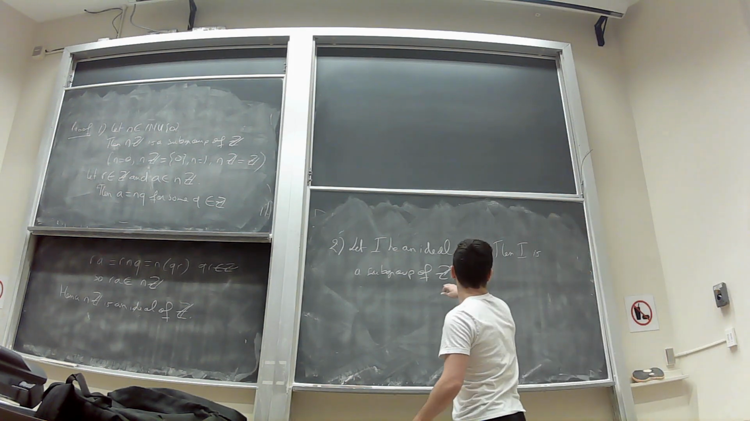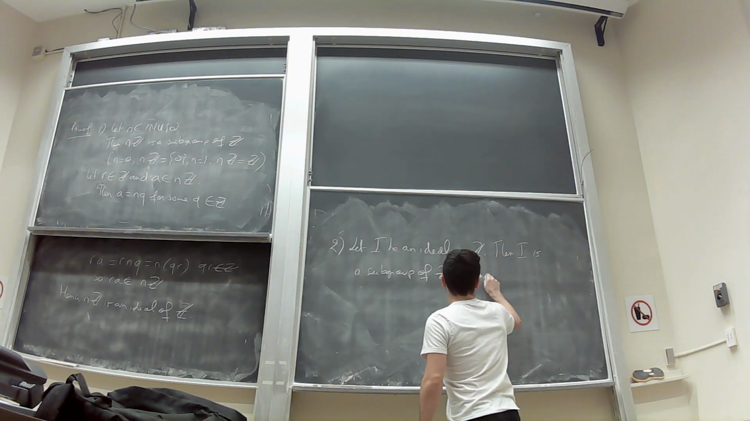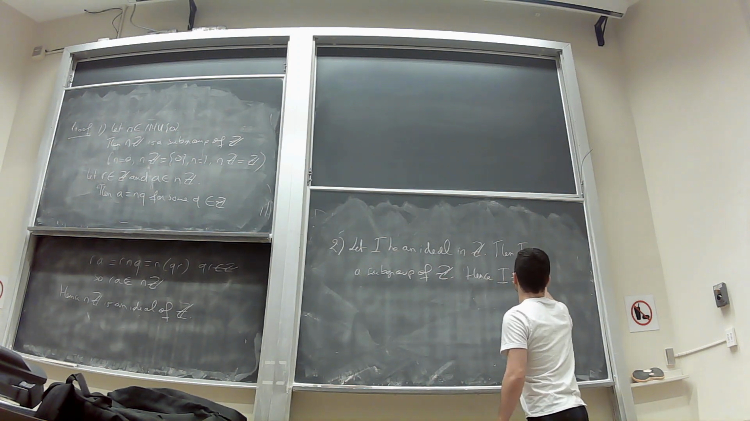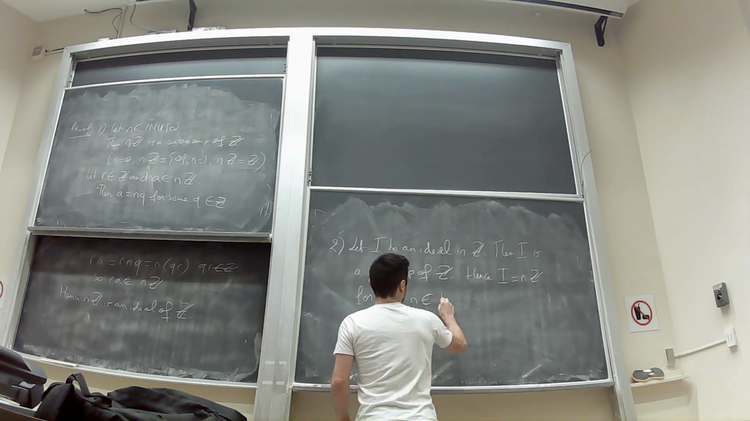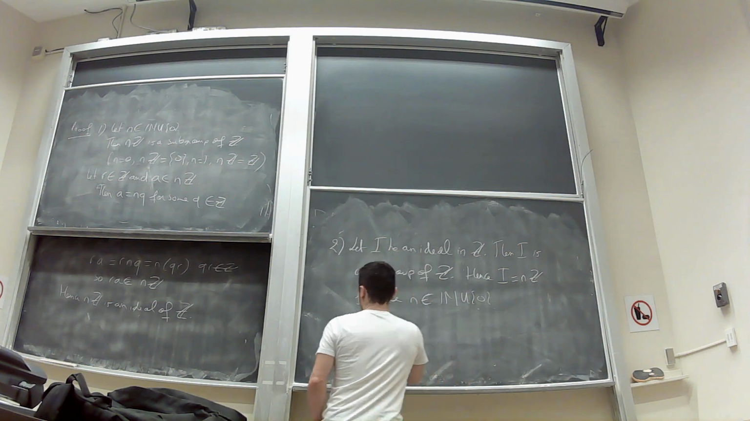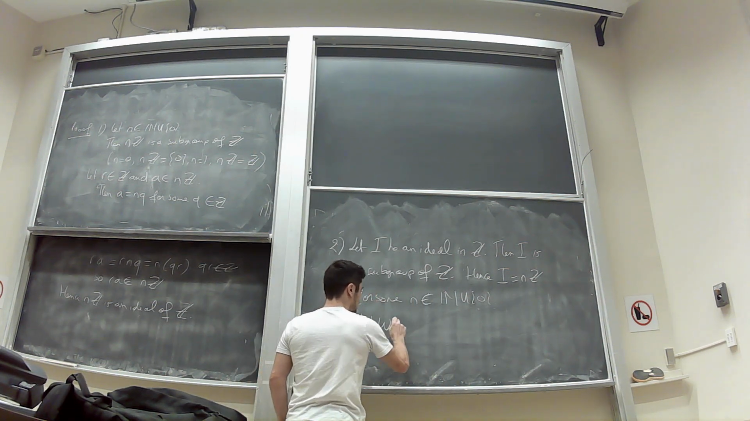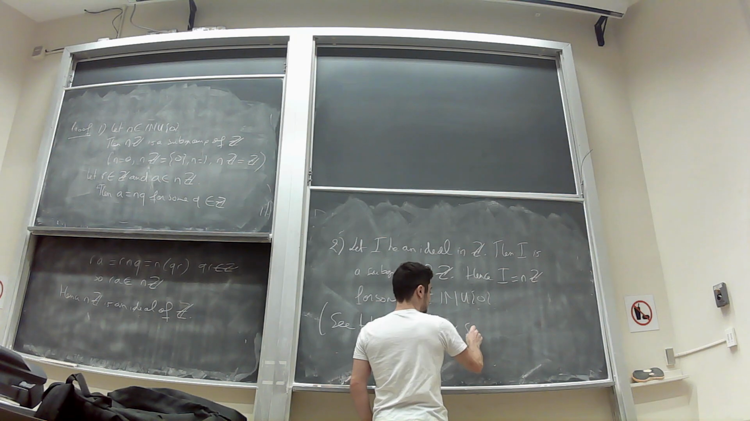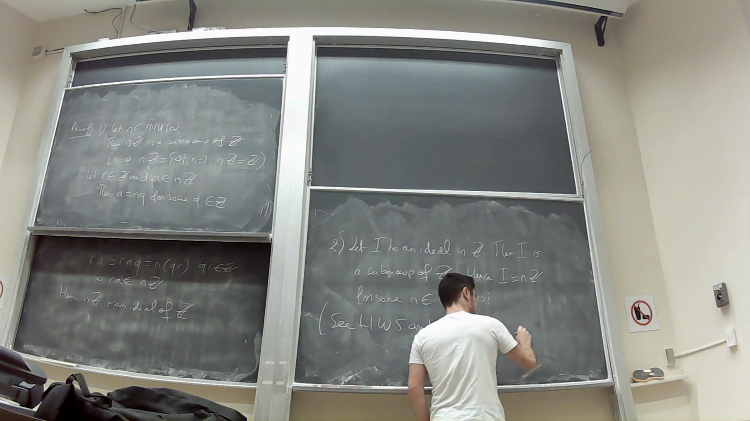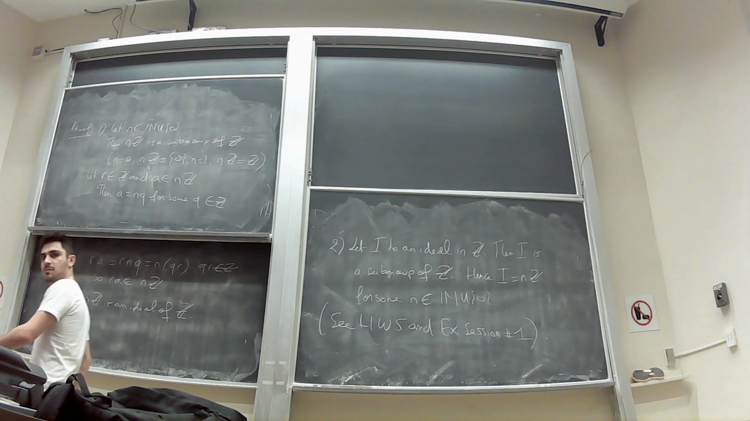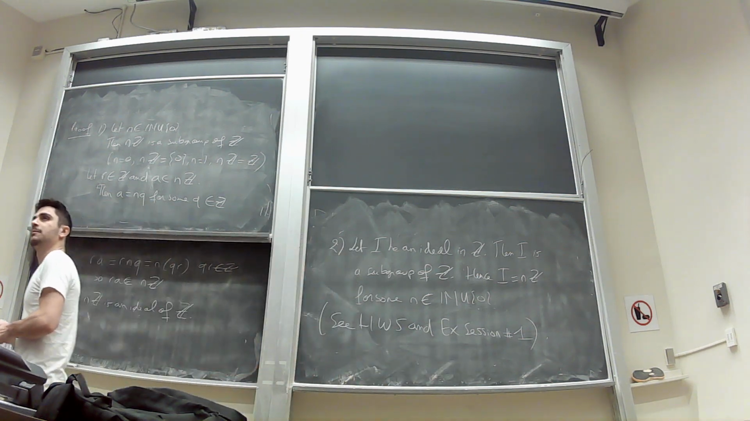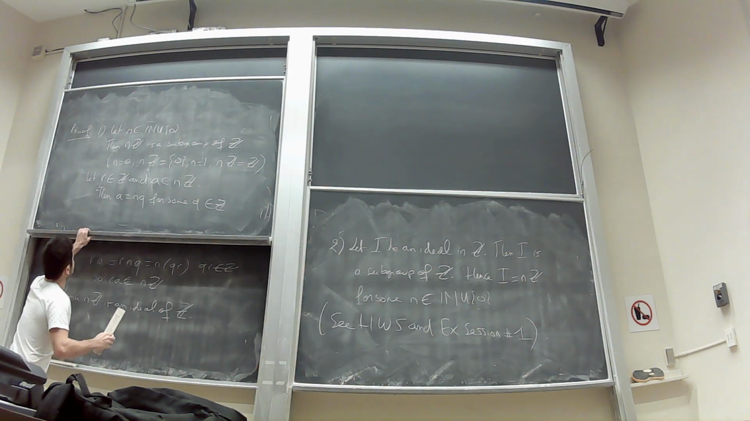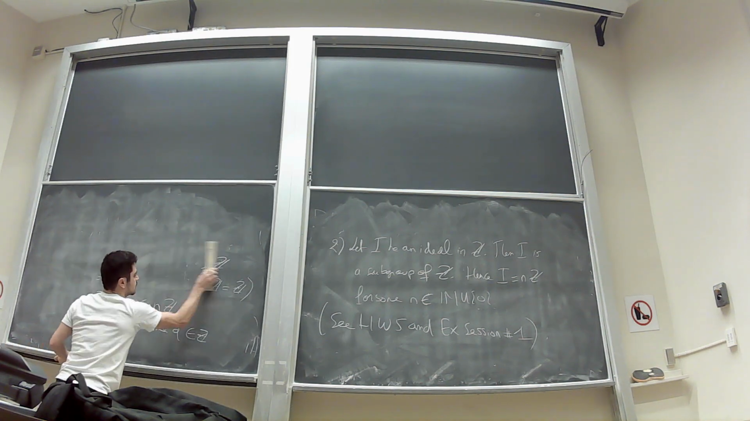Okay, so then I is a subgroup of Z, hence I is equal to nZ for some n in N union 0, see homework 5 and exercise session 1. Okay? I proved this. Great.